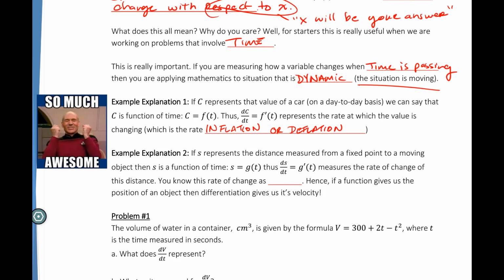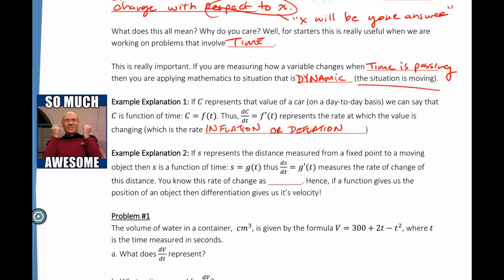Okay, example explanation number 2. If s represents the distance measured from a fixed point to a moving object, then s is a function of time. s equals g of t. Thus, the gradient function ds over dt, or g prime of t, measures the rate of change of this distance.